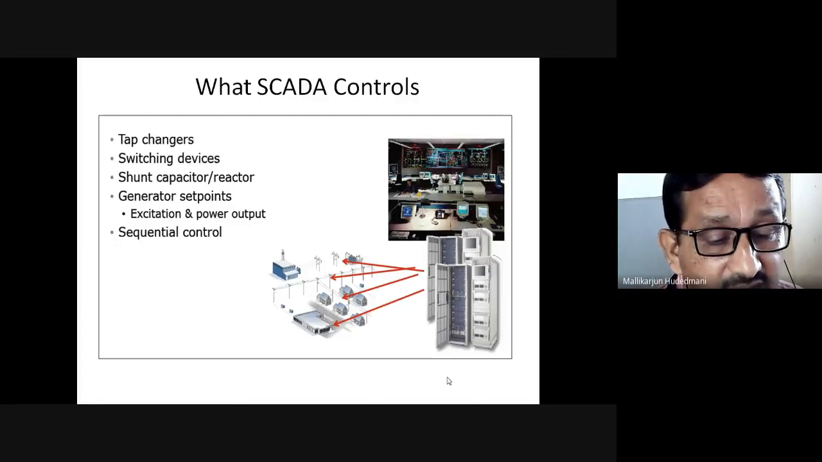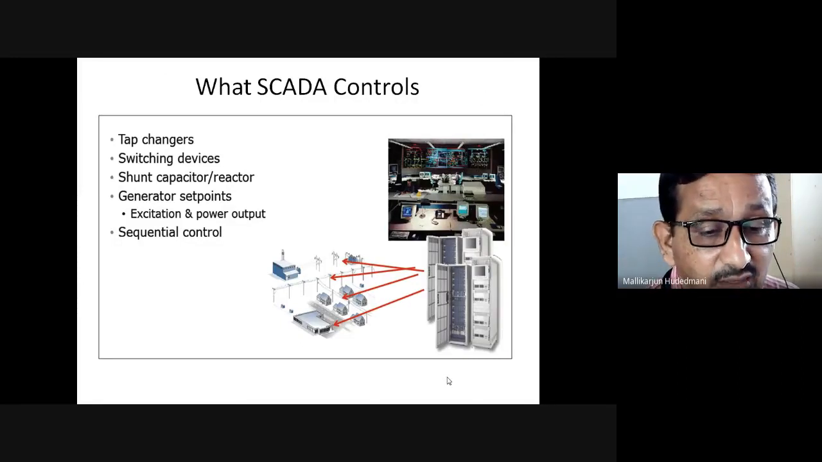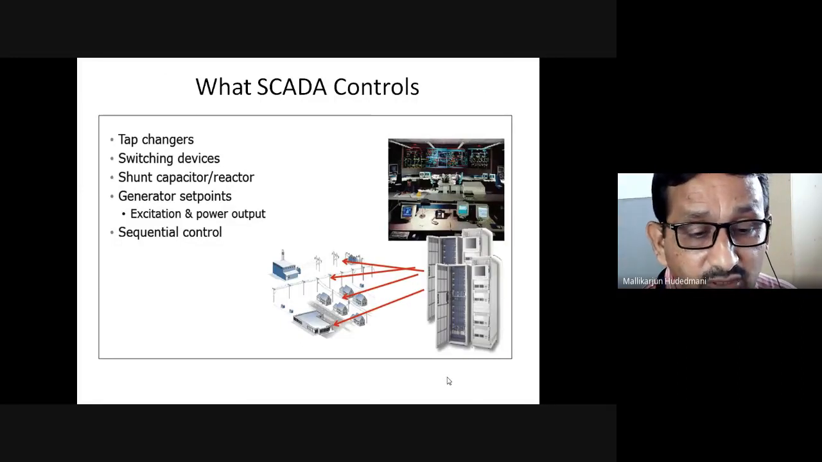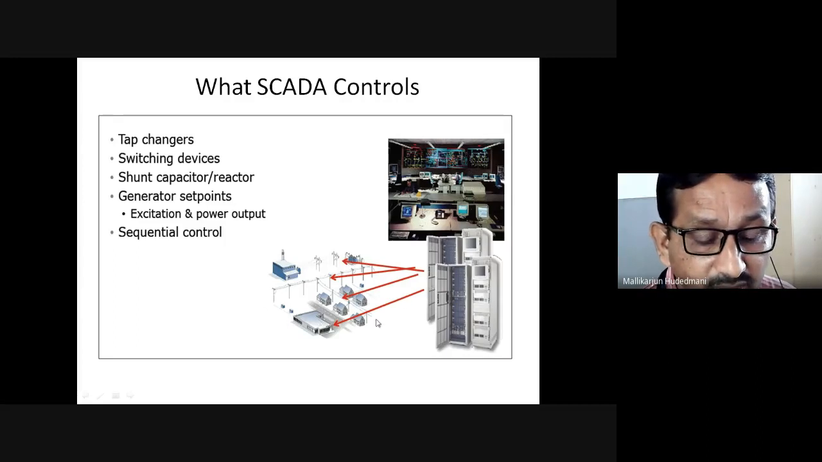Now when I view next, what exactly is SCADA control? Again, I have taken a similar image, a large control panel, in which there are so many vectored computers and houses which are interconnected to this box or this panel.